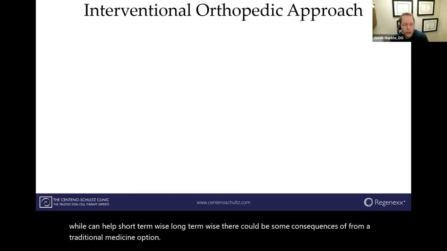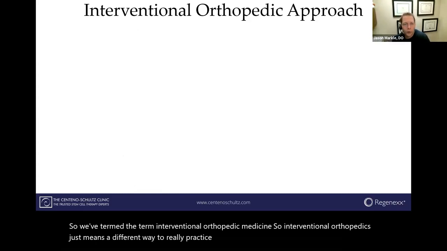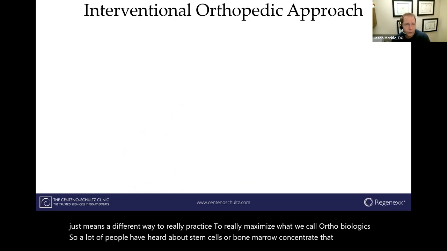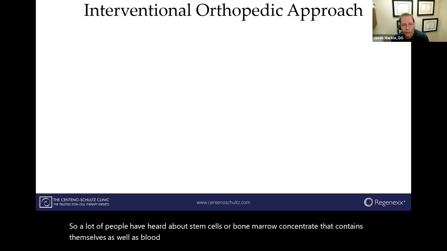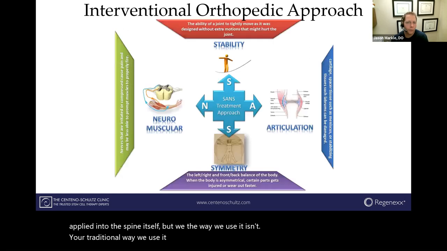So we've coined the term interventional orthopedic medicine. Interventional orthopedics just means a different way to practice, to really maximize what we call orthobiologics. A lot of people have heard about stem cells or bone marrow concentrate that contain stem cells, as well as blood platelet products called platelet-rich plasma. These can be applied into the spine itself, but the way we use it isn't your traditional way. We use a holistic, four-prong approach.